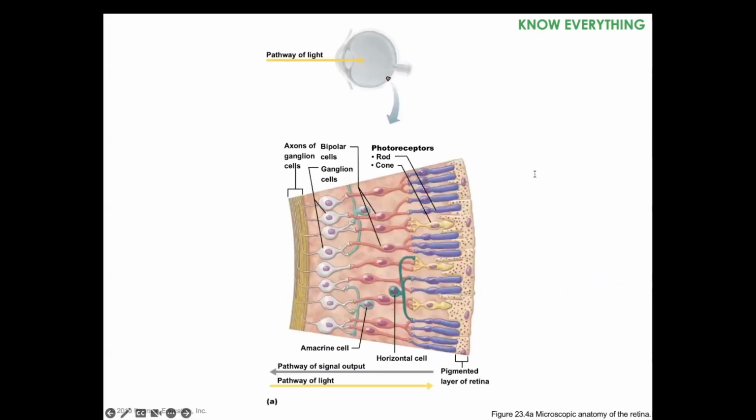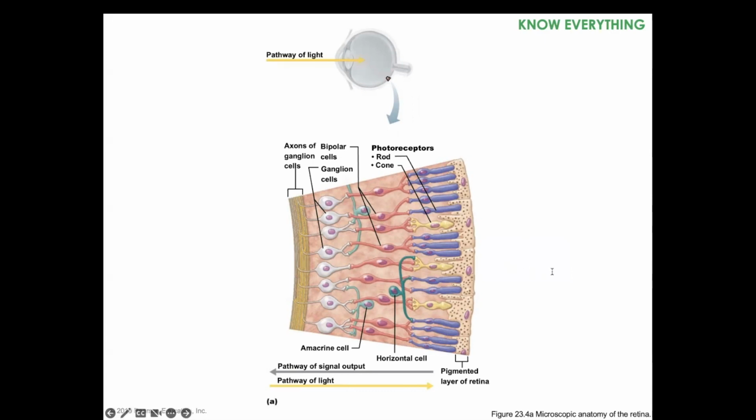This is a microscopic view of the retina. Present here are bipolar neurons. These neurons innervate our rods and our cones and let us see light and color. At the very posterior portion, we have our pigmented layer of the retina. And so the left side of the slide is going to be the anterior portion, and the right side of the slide is going to be the posterior portion of the eye.